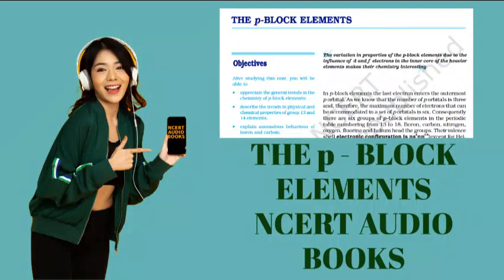Subtopic 11.3.2, orthoboric acid. Orthoboric acid, H3BO3, is a white crystalline solid with a soapy touch. It is sparingly soluble in water but highly soluble in hot water. It can be prepared by acidifying an aqueous solution of borax. Na2B4O7 plus 2HCl plus 5H2O gives 2NaCl plus 4B(OH)3.